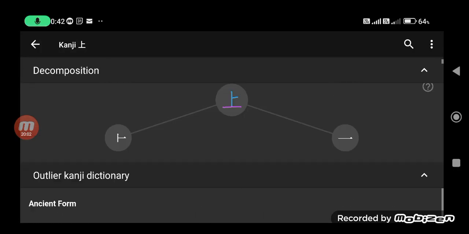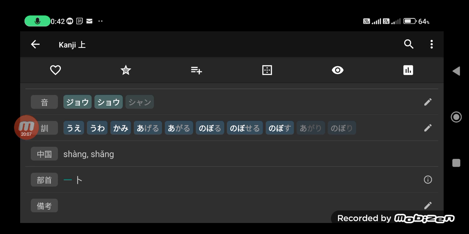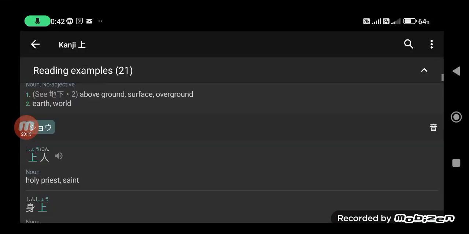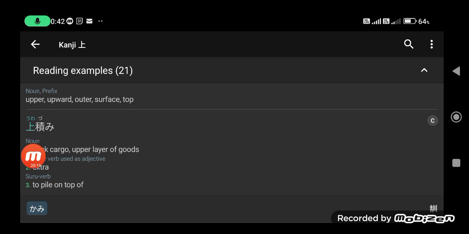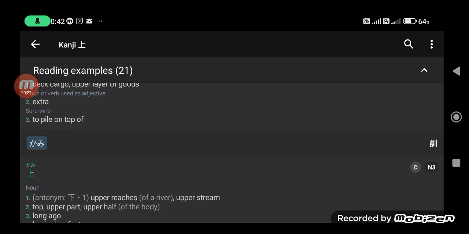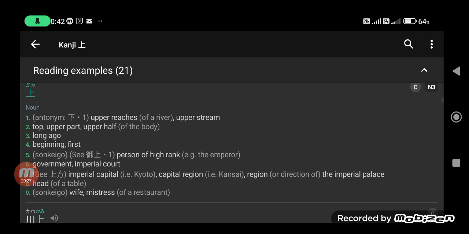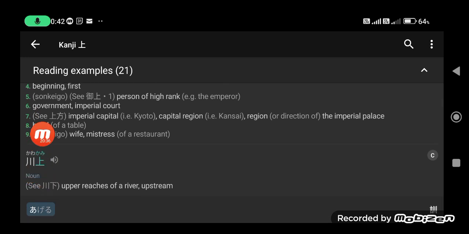Okay, so let's go back there. Let's verify again. Okay. Yeah. Kami. So going back again. Kami. Upper reaches, upper stream, top, upper part, upper half. Kawakami, upper reaches of a river. This is Kawakami.